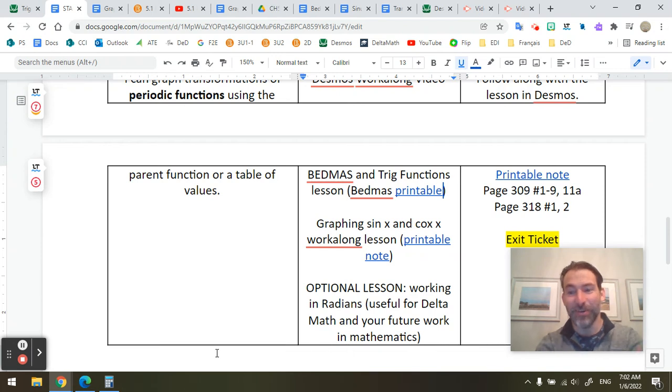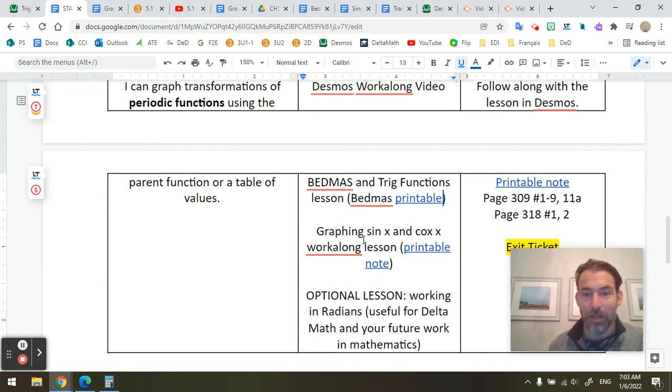Hi everyone, welcome to the last lesson for today, unless you're looking at the optional lesson for radians. And this one is on, we've done BEDMAS and trigonometric functions. Now we're going to look at how to graph sine x and cos x when they've been transformed.